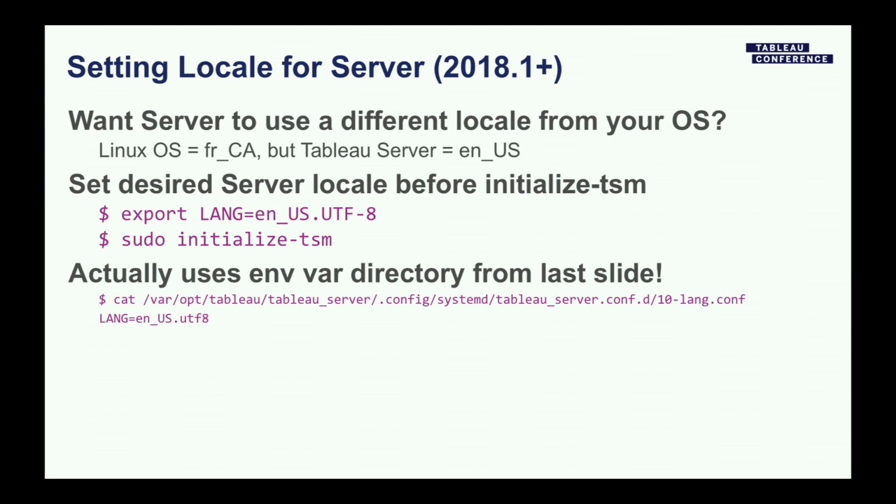As I mentioned before, you can set the locale for Tableau Server separately from your Linux system OS. Say you live in Quebec and your locale is set to French Canadian, but for some reason you want Tableau Server to be in the English US locale. All you have to do is set that locale in the environment variable LANG before you initialize TSM. When you run initialize TSM, we'll notice that the locales don't match, make sure that you want to do that, and then set up Tableau Server with that locale. The nice thing is that it uses the environment variable directory I mentioned in the previous slide. All we're doing is creating a little file, 10-lang.conf, with the one parameter, which is the environment variable to set the locale.